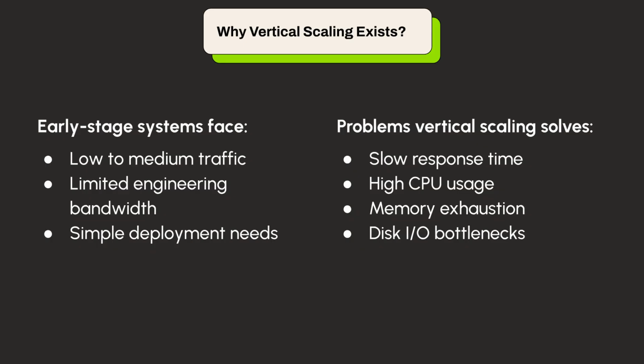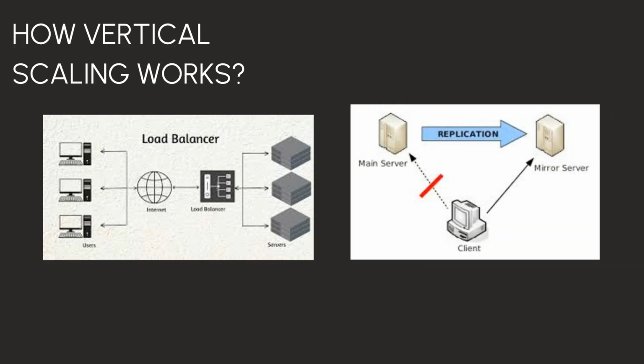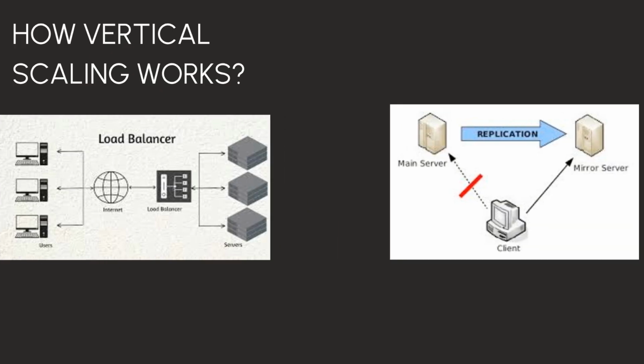In the next few sections, we will be talking in detail about CPU scaling, RAM scaling, and storage scaling. But first, we will see how vertical scaling works. There is no magic involved. You shut down the server, upgrade the hardware or instance type, restart it, and performance improves. No load balancer, no replication, no coordination overhead. This is pure capacity expansion.